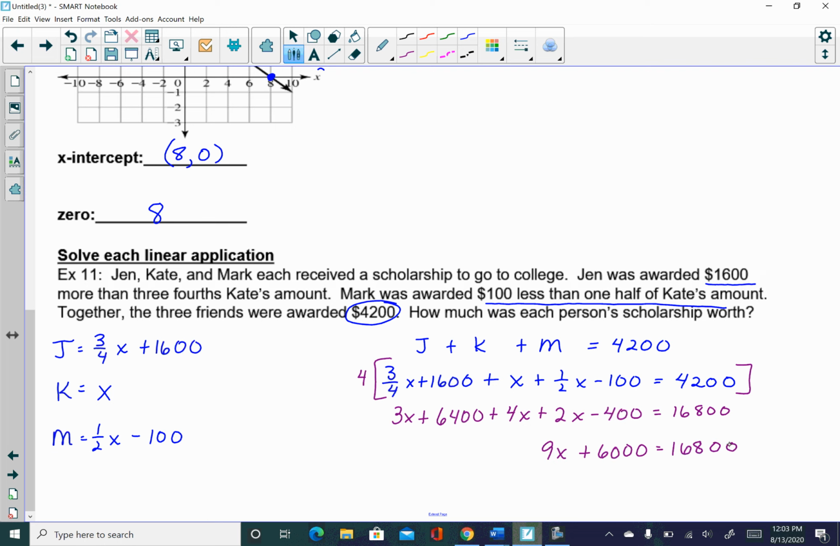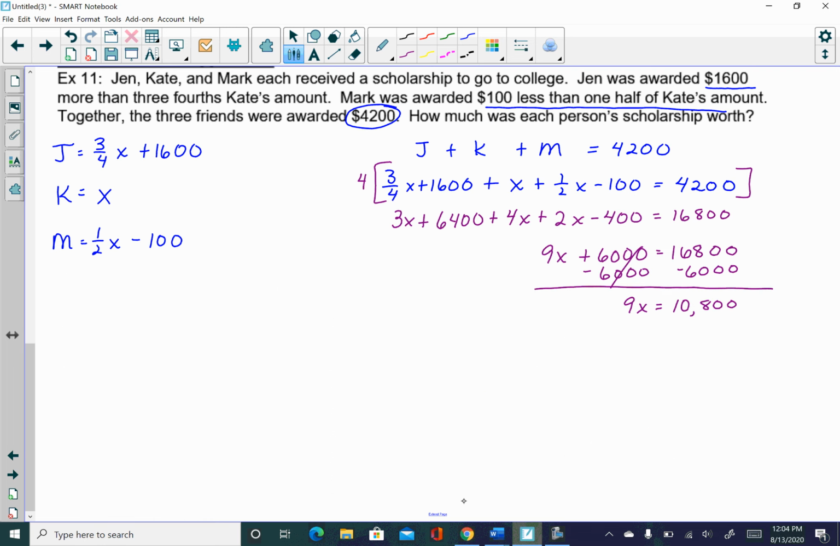Okay, now my same goal: letters on one side, numbers on the other. Since the 16,800 is over here already by itself, I'm going to take the 6,000 over to join it, do the opposite. So subtract 6,000. It cancels out. 9x equals 10,800. Divide both sides by 9. x equals 1,200. Can't stop there, because it wanted to know how much each person's scholarship was worth.